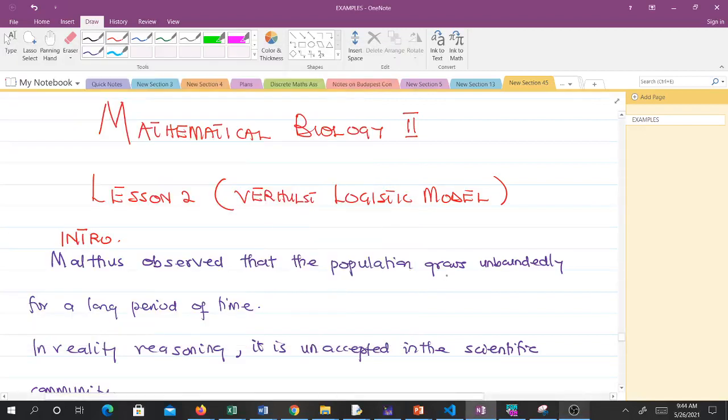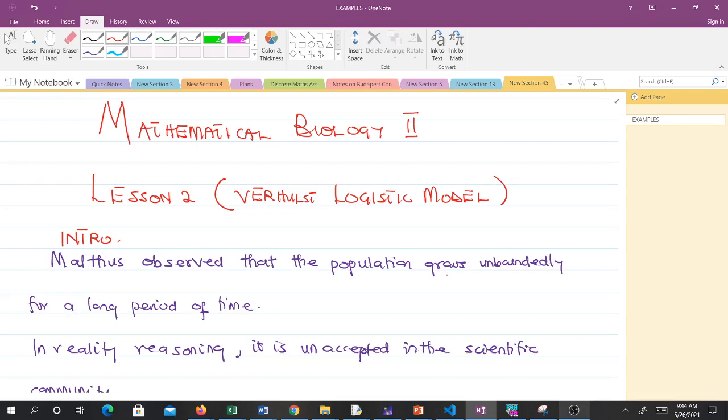So, hello and welcome to this lesson on our study of mathematical biology 2. This happens to be the second lesson, and in this lesson, we will talk about the Verhulst logistic model. Okay, so the Verhulst logistic model.